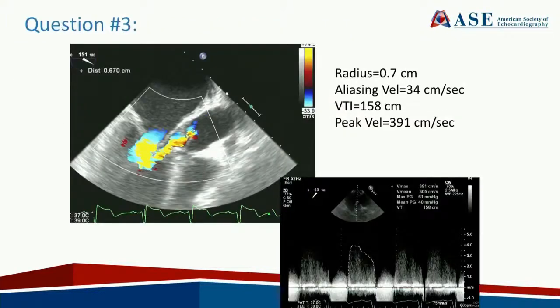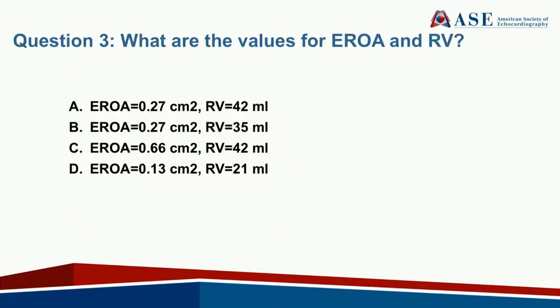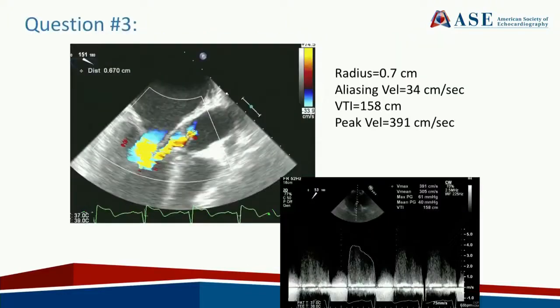All right, so the next question pertains to the aortic insufficiency. I'm giving you the numbers and the images and I want you to calculate the ERO here. So the radius is 0.7, the aliasing velocity is 34, the VTI of the CW of the AI is 158, and the peak velocity is 391. So the questions are calculate the ERO and the regurgitant volume, and here are the choices that you have. So I'll give you a minute to calculate. I'll go back here so you have the numbers in front of you.